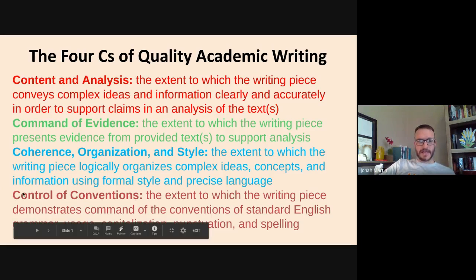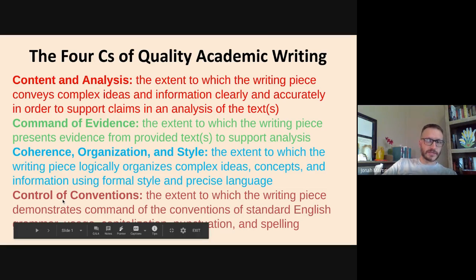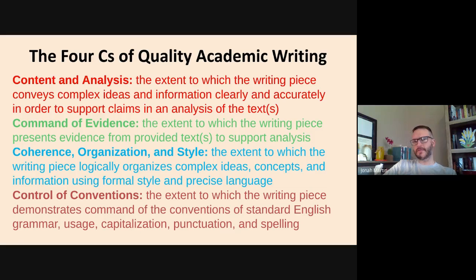If that were the case, that comment would have control of conventions next to it, because that's the part of the rubric to which it relates. So again, the purpose behind this slide and sharing it with you is just to give you some context and answer the question that some of you might have, which is, what does this command of evidence mean at the end of my comment?